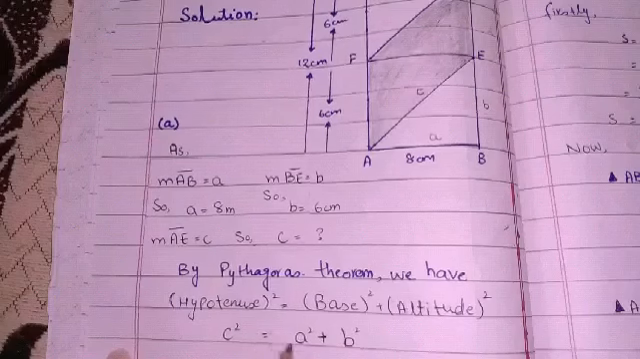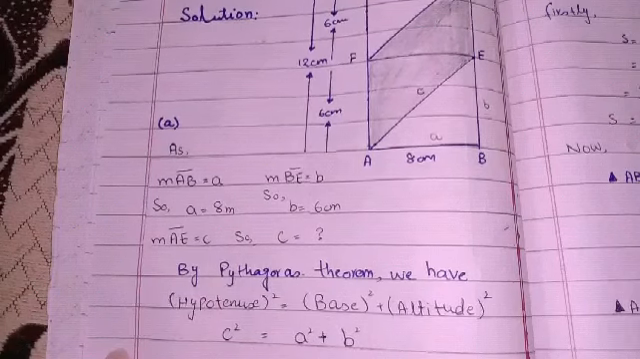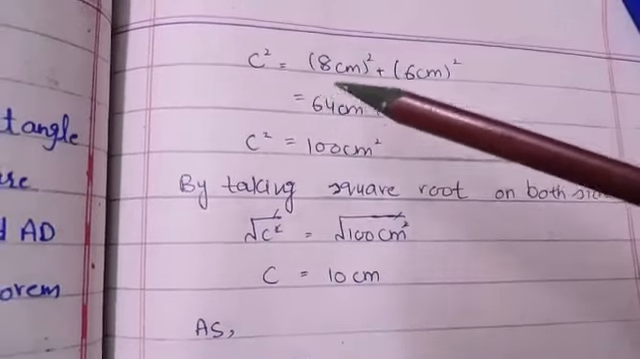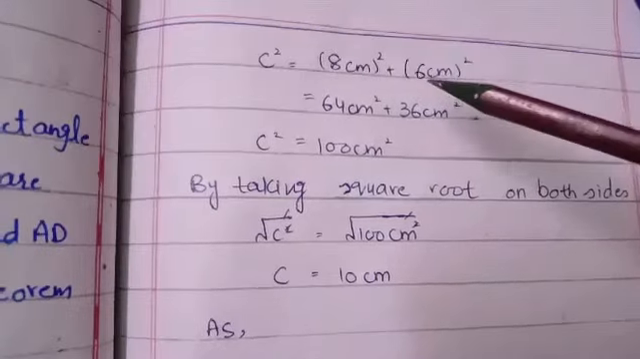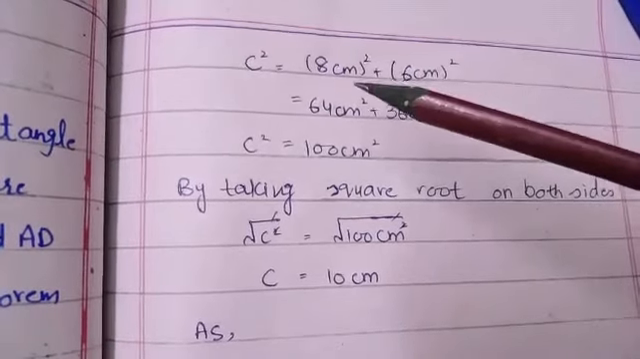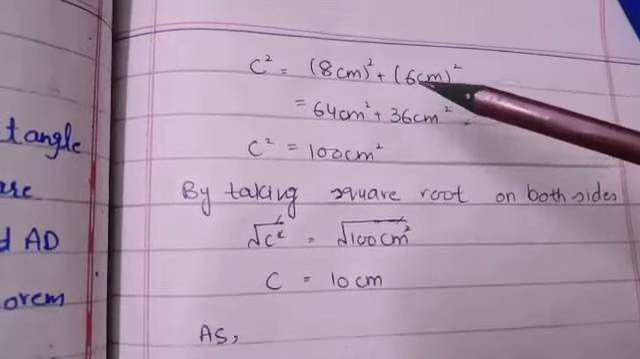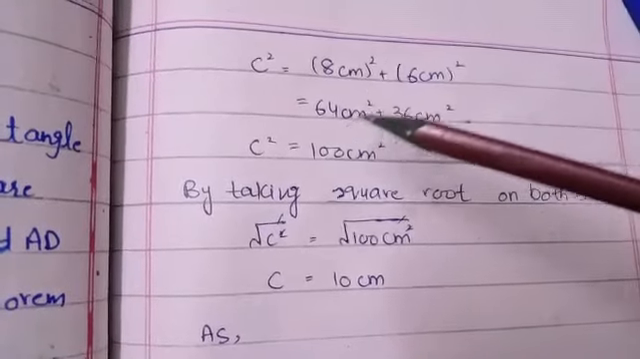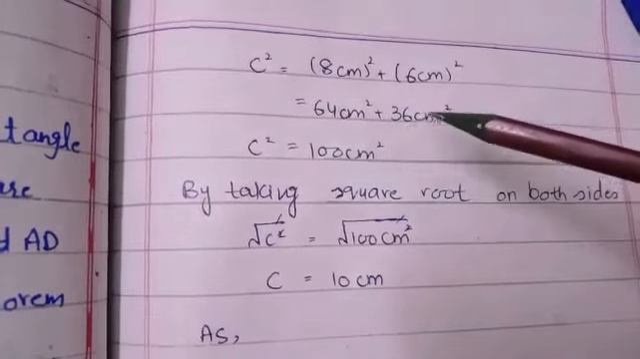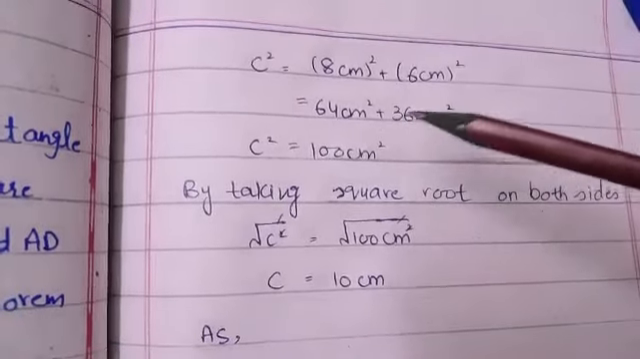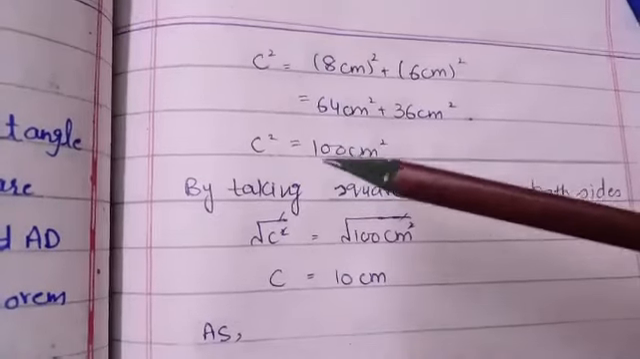You all know about the Pythagoras theorem, which is hypotenuse square is equal to base square plus altitude square. It means C square is equal to A square plus B square. Students, by putting values, C square is equal to 8 centimeter whole square plus 6 centimeter whole square, because 8 centimeter is the value of A and 6 centimeter is the value of B. By opening the square, we got 64 centimeter square plus 36 centimeter square. When we add both values, we got 100 centimeter square is equal to C square.